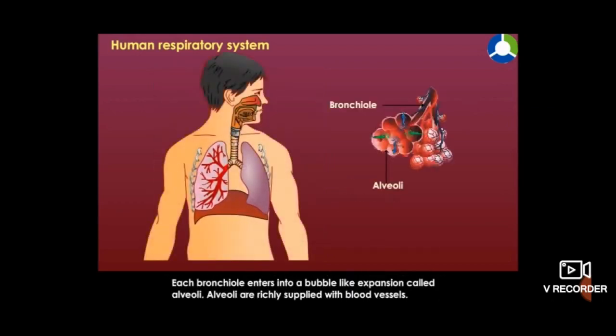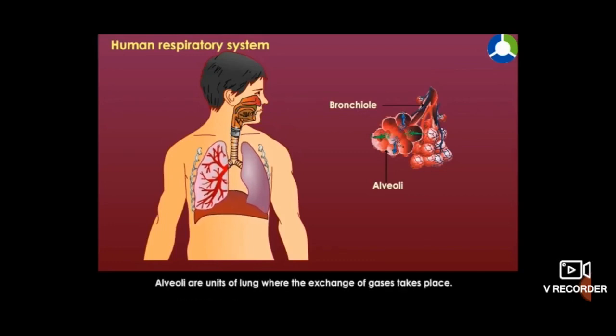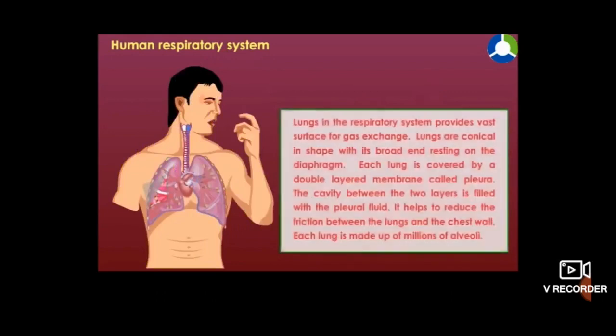Each bronchiole enters into a bubble-like expansion called alveoli. Alveoli are richly supplied with blood vessels. Alveoli are the units of the lung where the exchange of gases takes place. Lungs in the respiratory system provide a vast surface for gas exchange. Lungs are conical in shape with the broad end resting on the diaphragm.